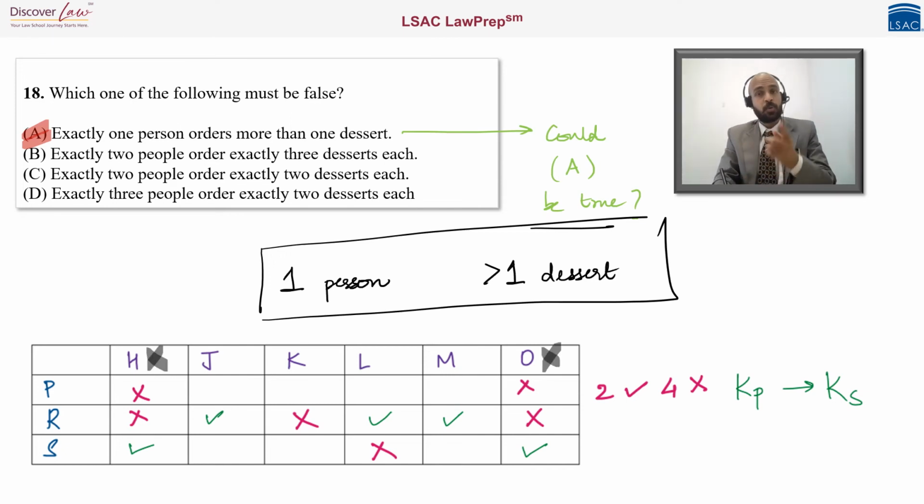Because H and O are ordering only one. So definitely H and O are not that one person. Okay, which means that one person has to be one of these 4. Okay, let's try it one by one.